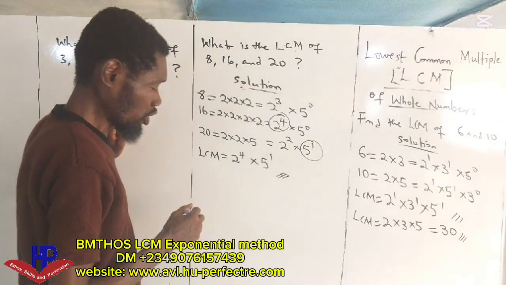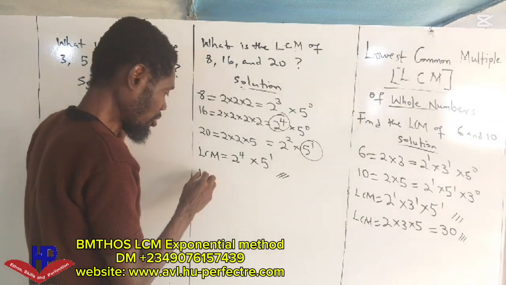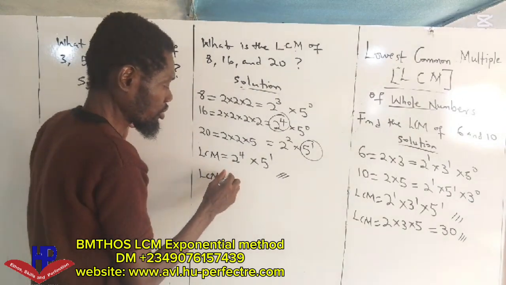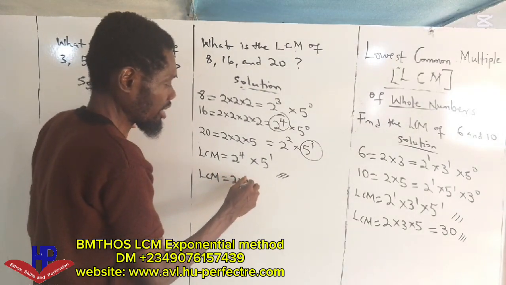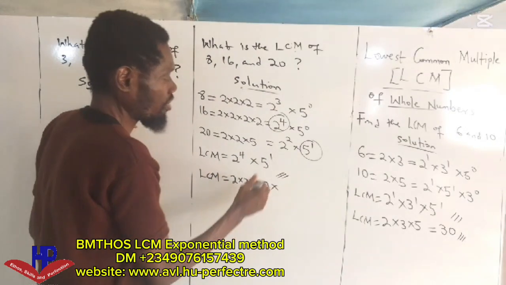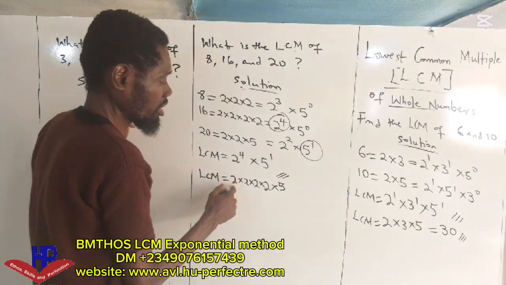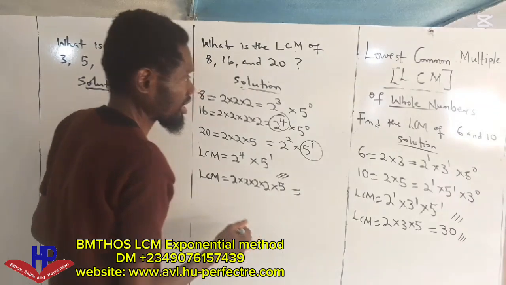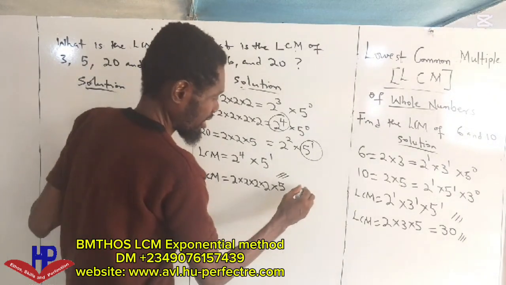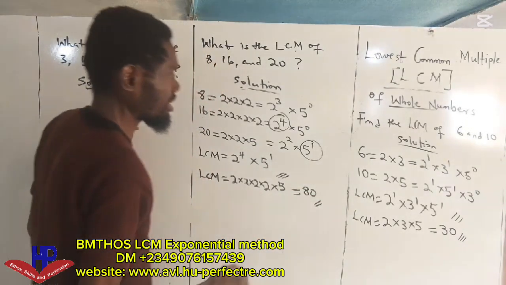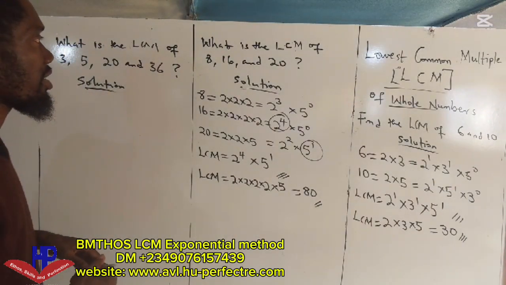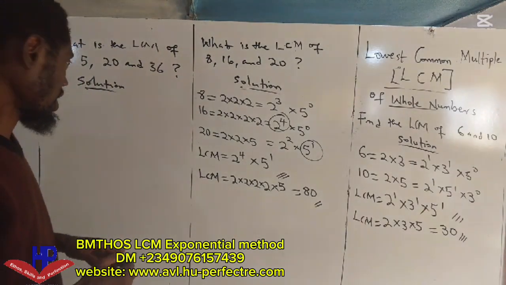But if you're not asked to put your answer in index form, then our LCM could also be expressed as 2 to the power 4 is 2 times 2 times 2 times 2, 5 to the power 1 is 5. This is 4, 8, 16 times 5. 16 times 5 is 80. So our answer is 80. So the LCM of 8, 16 and 20 is 80.